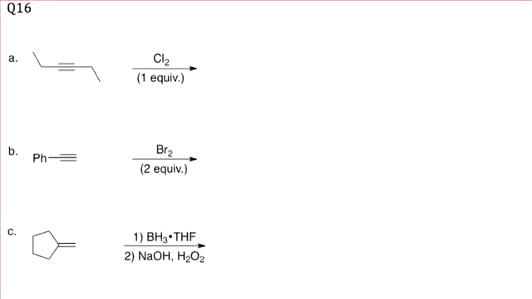Okay, question 16 begins the reaction questions where we're given a particular starting material and a set of reagents. So on part A, we're given this alkyne when reacted with one equivalent of chlorine. So remember the structure of Cl2. And this means because there's one equivalent, 1 mole of this alkyne reacts with 1 mole of the Cl2. So the net result can only be the addition of 2 chlorines across this triple bond.